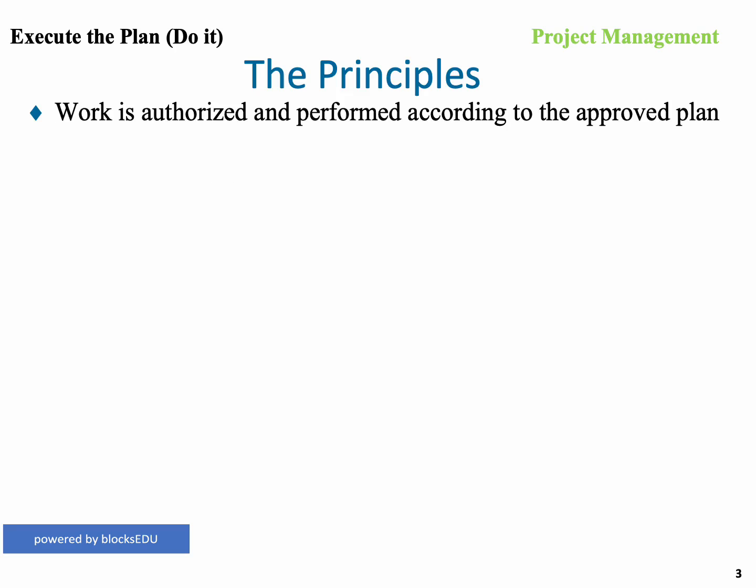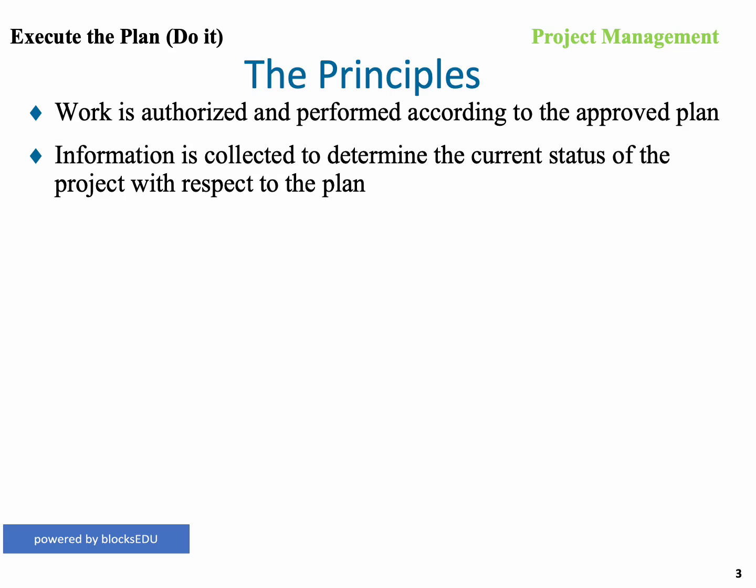Let's now go over some of the principles. Work is authorized and performed according to an approved plan. What this basically means is no work is done unless it is already on an approved plan. Information is collected to determine the current status of the project with respect to the plan. So you can't control anything, can't monitor anything, you can't adjust anything unless you know what is being done currently.